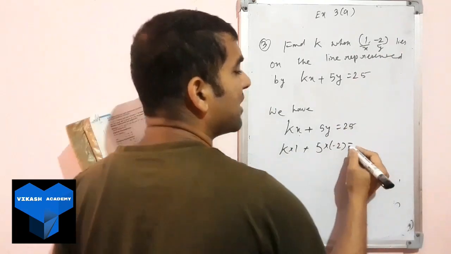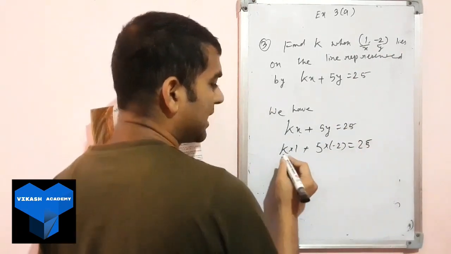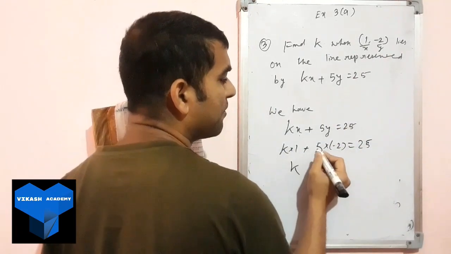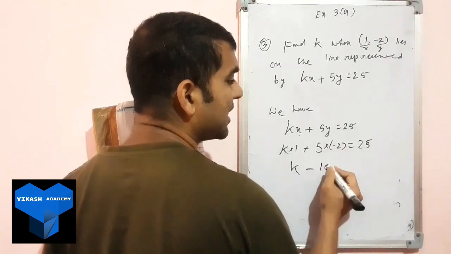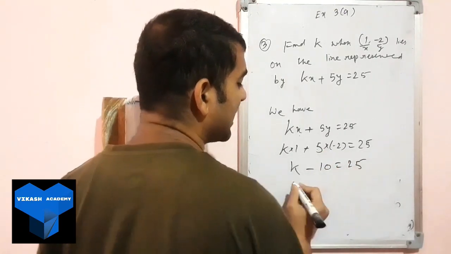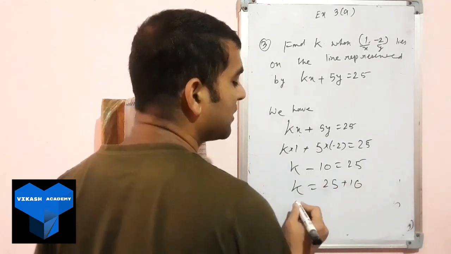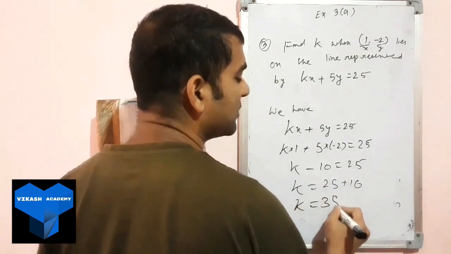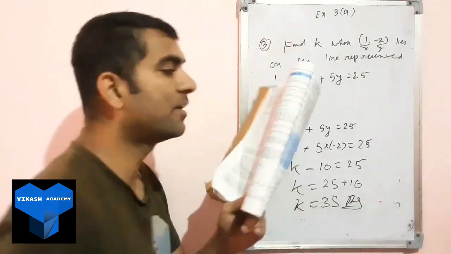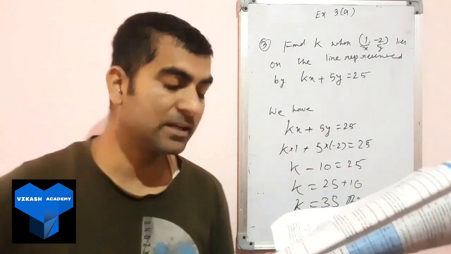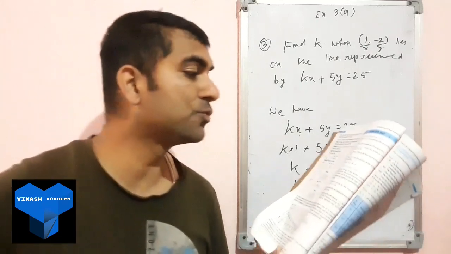So equal to 25. k into 1 will be k, 5 into minus 2 will be minus 10, equal to 25. Take the 10 to that side: 25 plus 10, so k equal to 35. So this is your answer for question number 3. Yes, check the answer, it's correct. Now let us move to question number 4.